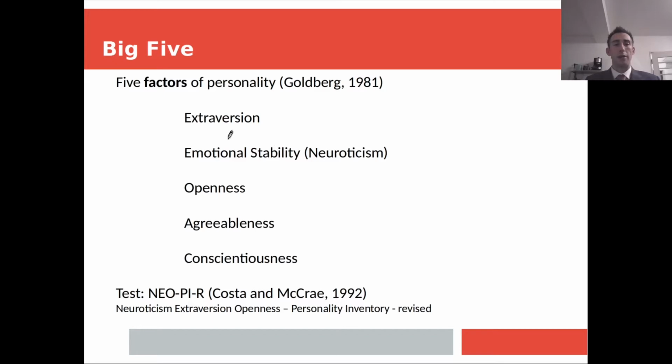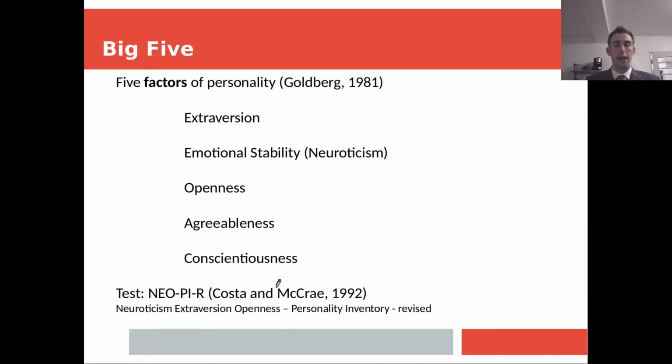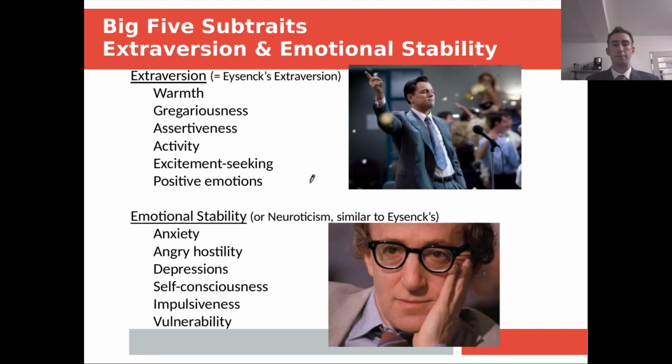Following Eysenck's model, there was a sort of newer theory hypothesis called the Big Five. And it basically found 5 main factors of personality. This was from Goldberg, 1981. And the test often used is the Costa and McCrae test, which is the NEO-PIR, the Neuroticism, Extroversion, Openness, Personality Inventory Revised, which was used to test for the Big Five.